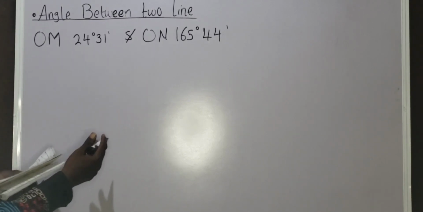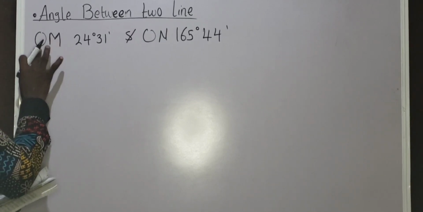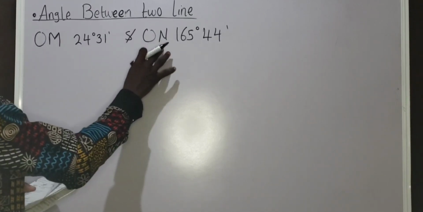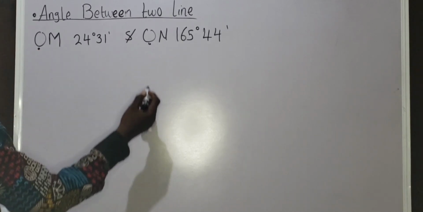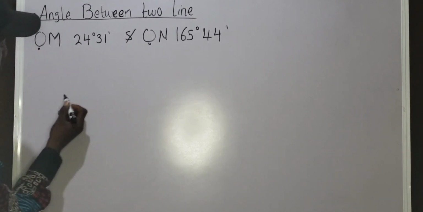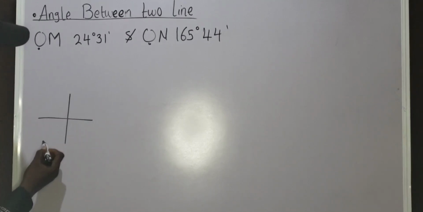Okay, now let's proceed. You can see that both line OM and ON come from an origin known as what? Point O. Are you getting it? So let me start this point as point O. Let me write it here. Let me draw my four cardinal points here. Let me say this is point O.